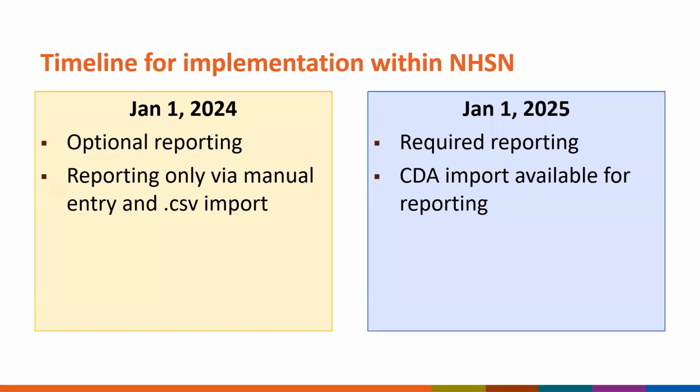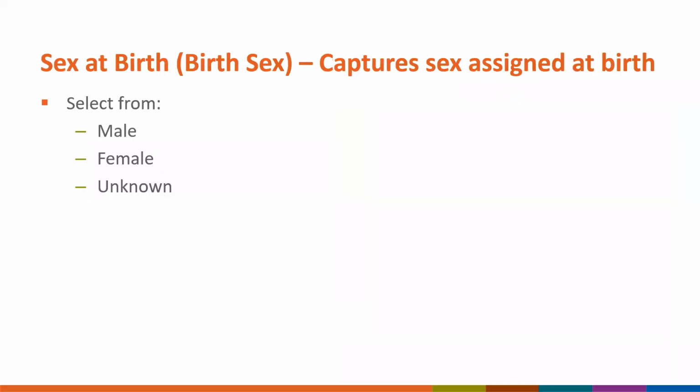Next slide, please. So we are requesting approval for these variables again this year. And if we receive approval, we'll be implementing the variables as follows. Starting January 1st, 2024, the variables will be optional reporting via manual entry and CSV import. And then in January of 2025, those fields will become required reporting and CDA import will become available for these fields. Next slide, please.